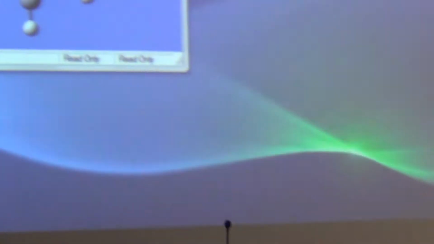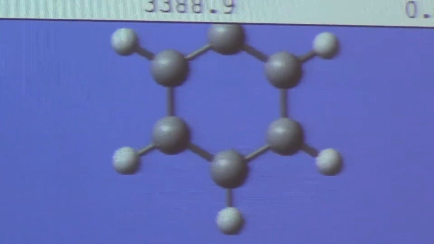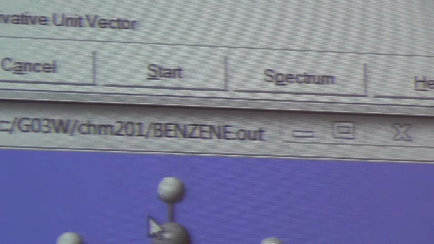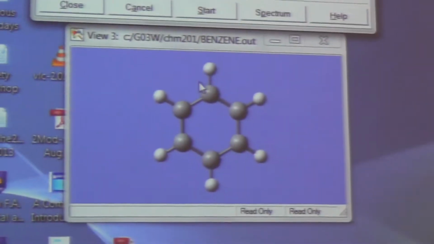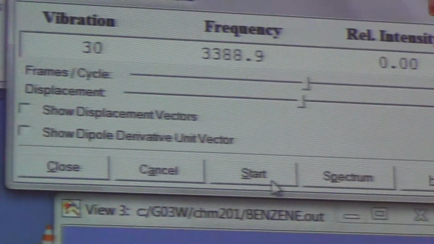Benzene must have 30 vibrations. I have all 30 of them, all the frequencies, all the relative intensities, and we can look at it. But let's look at some of them. This is not really of any intensity. You really won't see that in an experiment. But let's see what the vibration looks like.